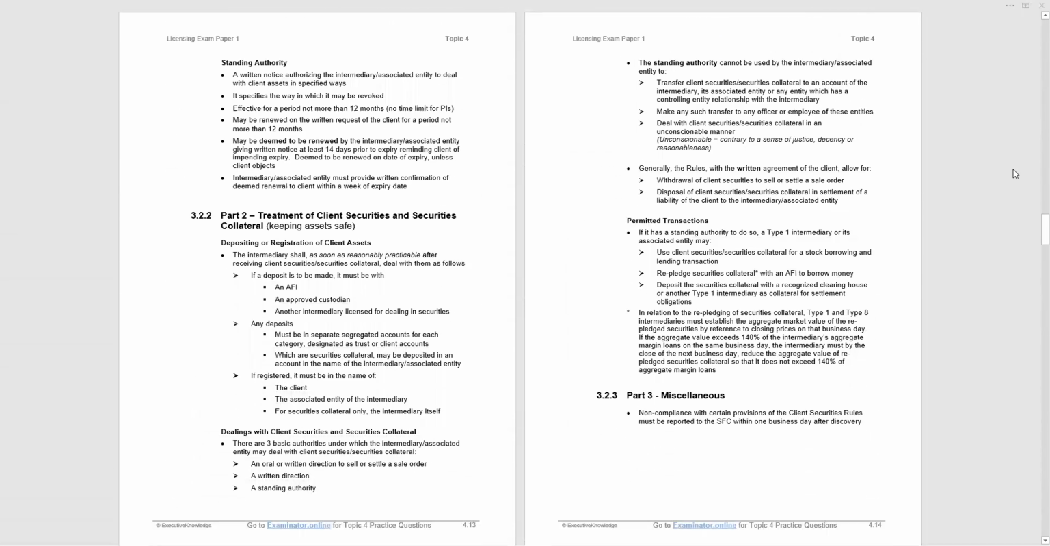Client securities rules also introduce the concept of a standing authority, like a standing order. That is a written notice authorizing the intermediary or the associate entity to deal with client assets in ways specified. And we give details of how long such an authority can last for and the renewal requirements. Then we have 3.2.2, treatment of client securities and collateral, that is keeping the assets safe. Now, some of these points, you can read through them.